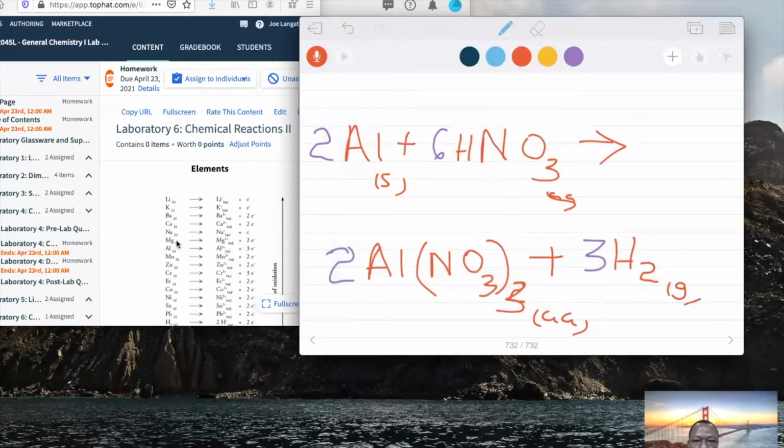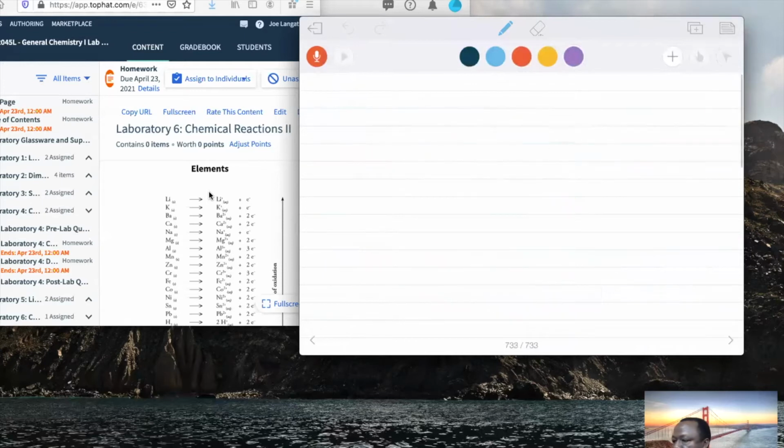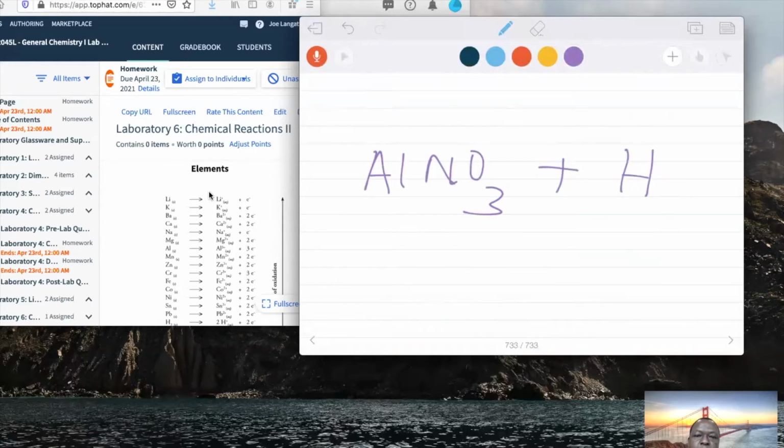I've shown you how the activity series works in writing the correct formulas. I don't want you to just say that if it is going to replace, it will be AlNO3 plus H. Somebody will say that's the replacement. No, you have to write the correct formulas using the periodic table to predict, and using the polyatomic ion table.